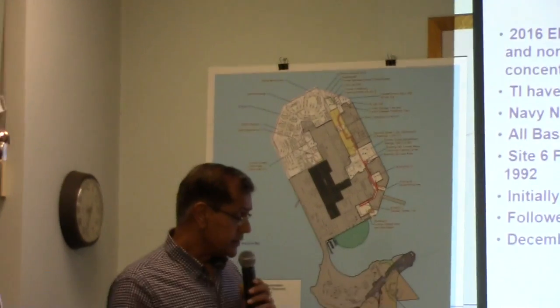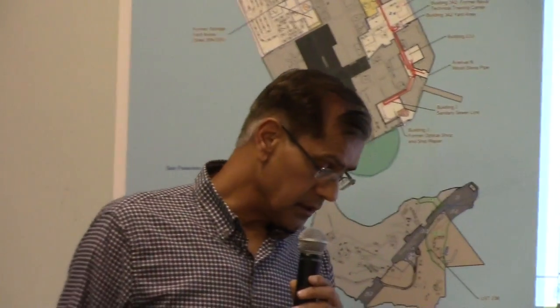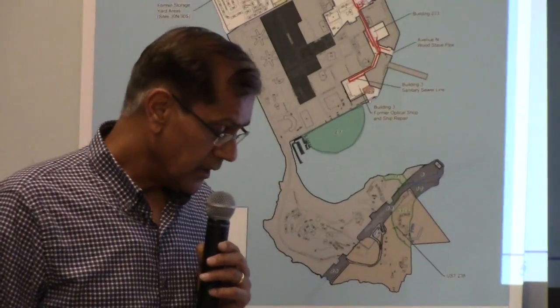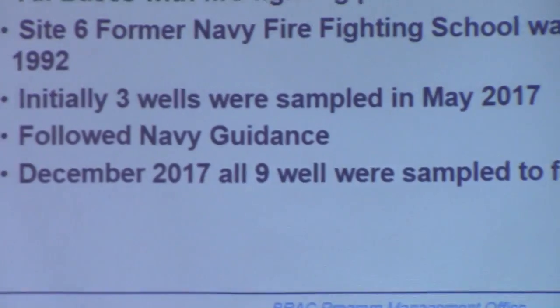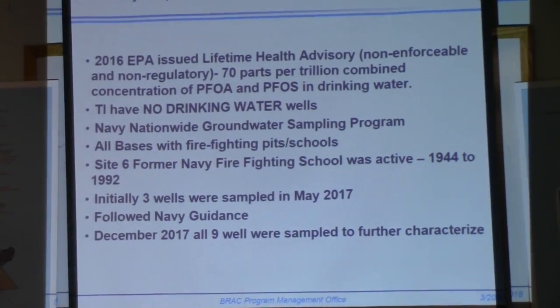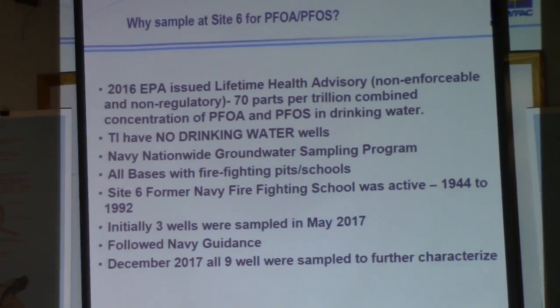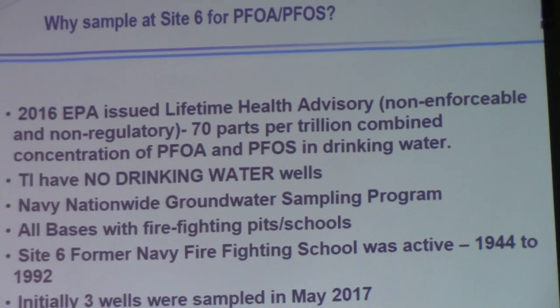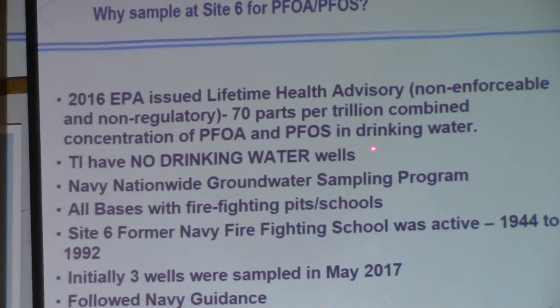So why are we sampling for PFOS at Site 6? In 2016, EPA issued a lifetime health advisory to assist state and local officials in evaluating risks from these contaminants in drinking water. That's the key right there, in drinking water.